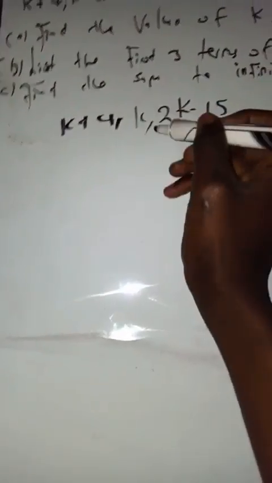Okay, so there are how many terms here? There's 1, we have a comma, then 2, another comma, I have 3 terms. How do we find the K? For us to find the K, you simply have to find what we call the R, the common ratio.